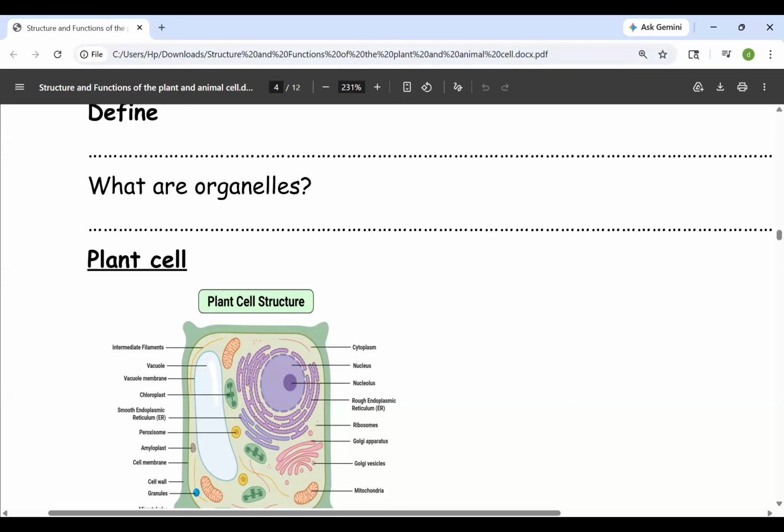present within the cell to perform different functions. Different functions. You will understand the functions of each and every organelle.